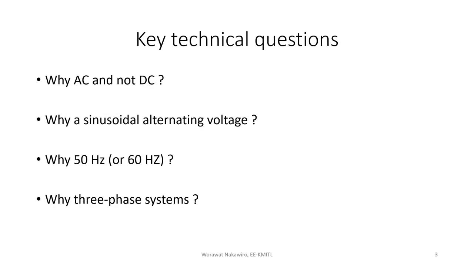So the technical questions that we're trying to answer in this lecture are why we use AC, not DC, right? Why we use sinusoidal? Sinusoidal is the term where you express the waveform in terms of sine or cosine function, okay? Sinusoid means that it can be either a sine or cosine function. Why we use sine and its cofunction cosine, to express alternating voltage or alternating current? Okay, but why we use cosine? Why we use 60 Hertz or 50 Hertz? And the last question would be why we use three phase?